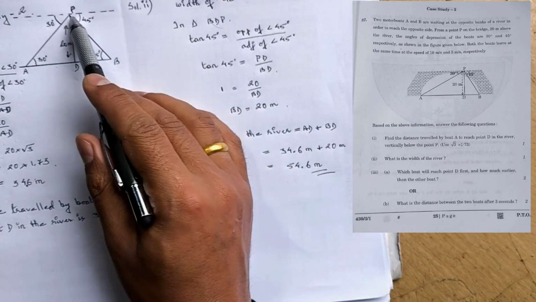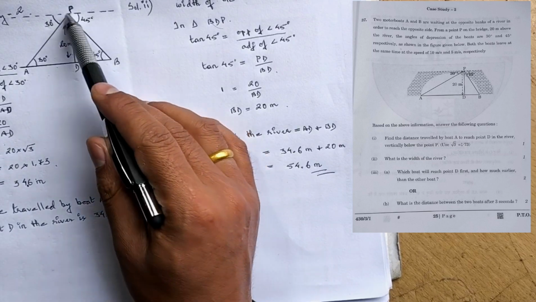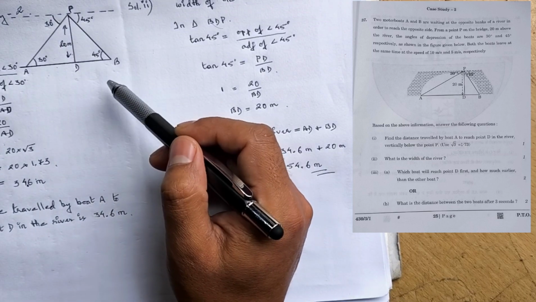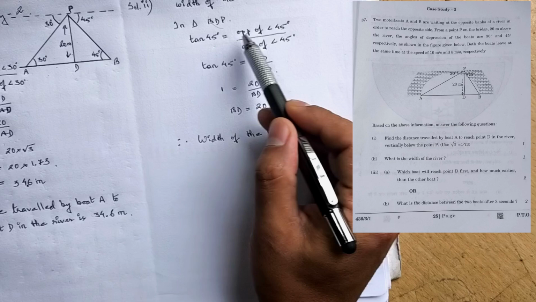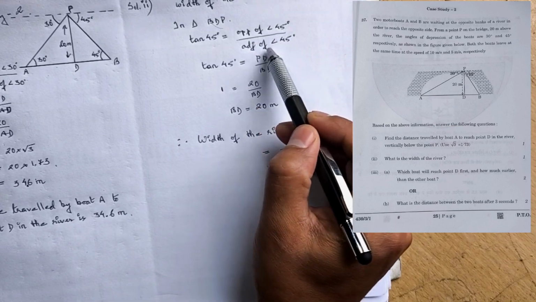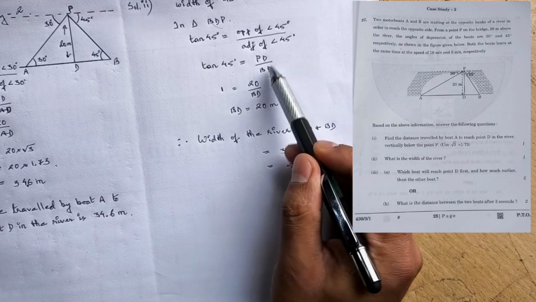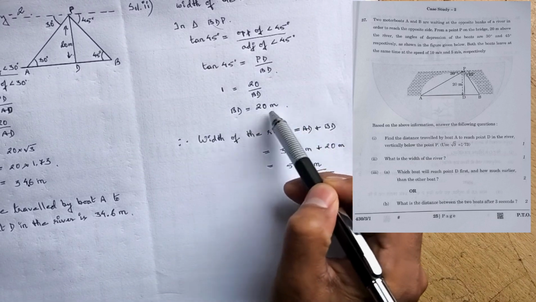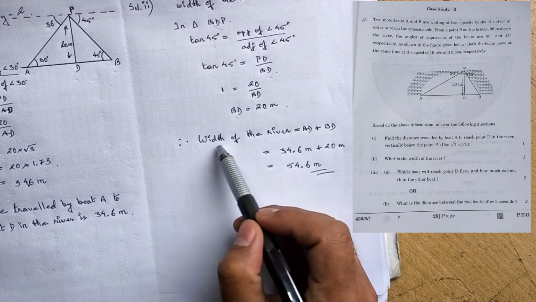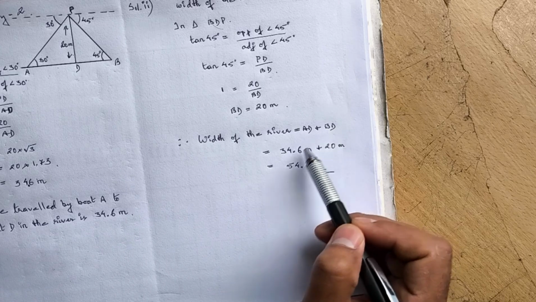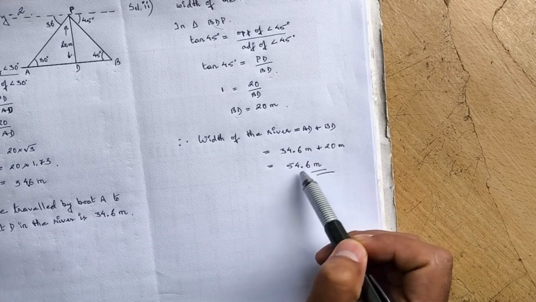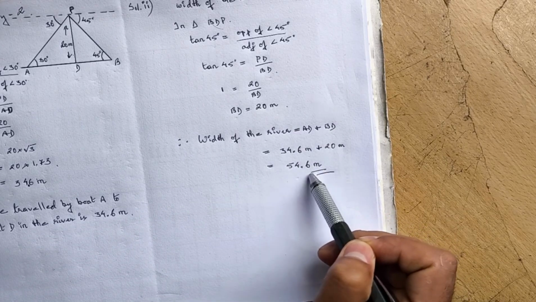For BD, again we are taking the triangle BDP. So here again we apply trigonometry. We get tan 45, opposite of angle 45 over adjacent of angle 45. This is PD by BD. Value of PD is 20, so we get BD equals 20 meters. Therefore, the width of the river equals AD plus BD, that is 34.6 plus 20, which equals 54.6.